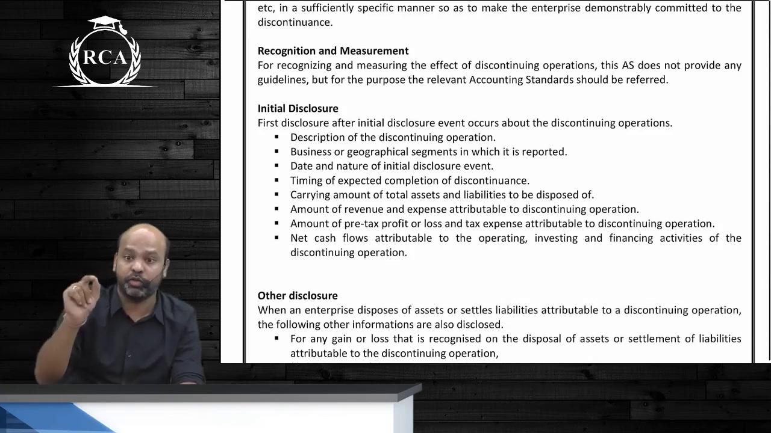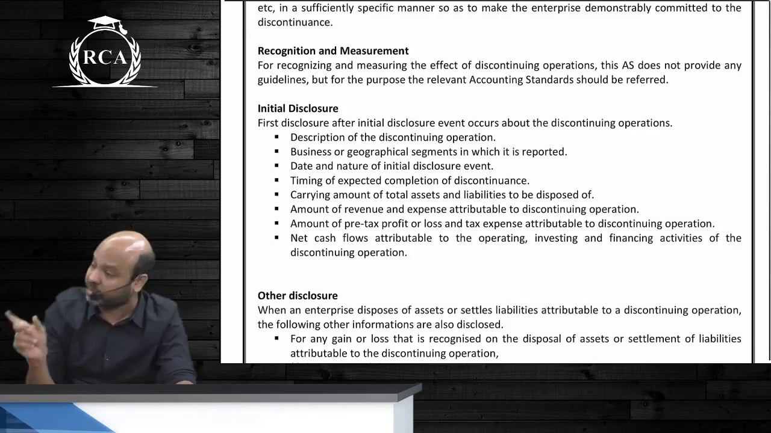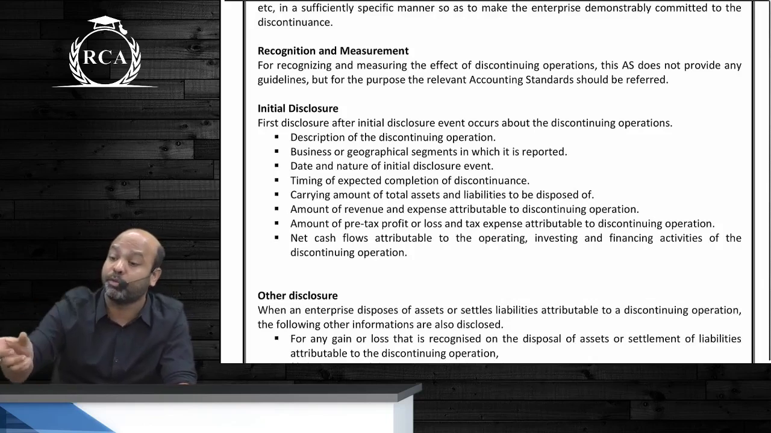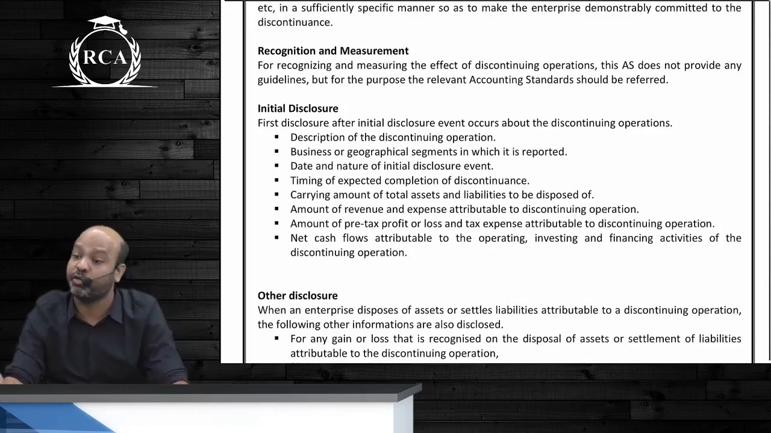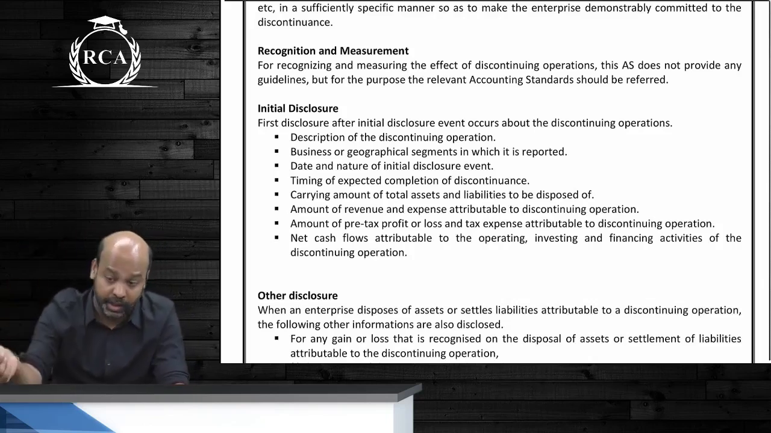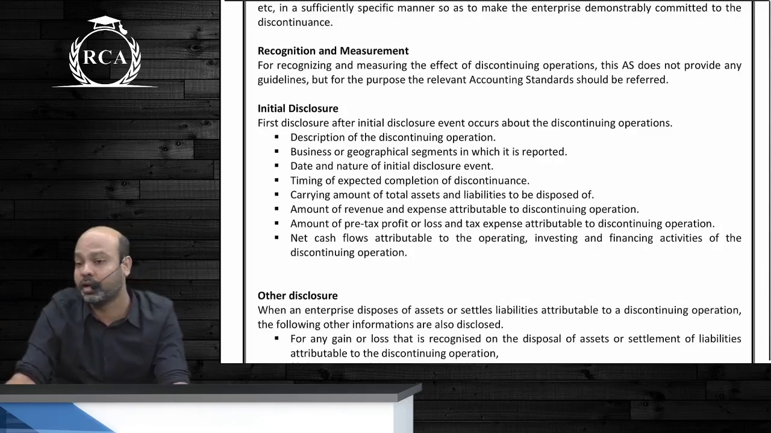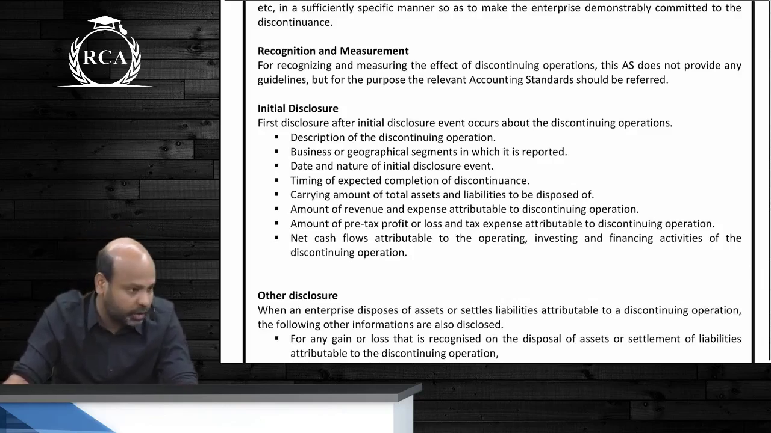Even if it is disposed on, let's say, 2nd of April 2026, when you're presenting your annual report for the year 26 to 27, you will have to give disclosures. It should be including the period in which the operation is being discontinued. Are we all clear about this, guys?